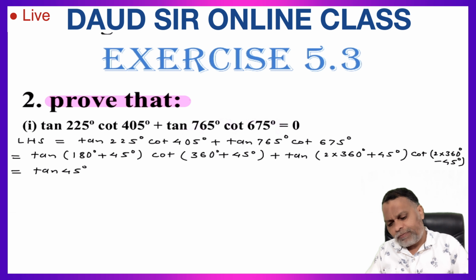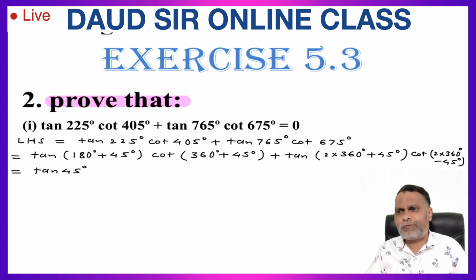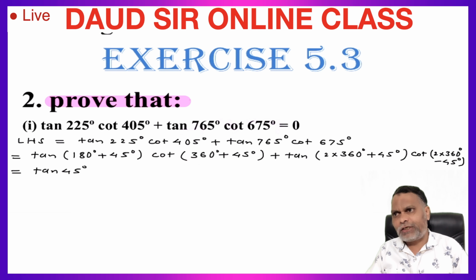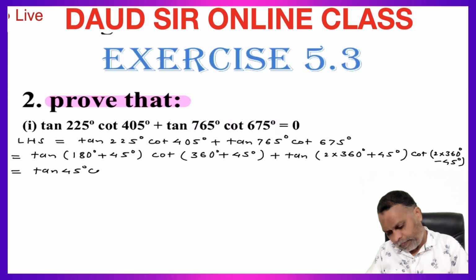Cot 360 plus 45. We can read it 360 plus theta. 360 plus theta lies in first quadrant. In first quadrant, all trigonometrical ratios are positive. So this is cot, so plus sign. And in case of 360 degree, there is no change. So write cot 45 degree.